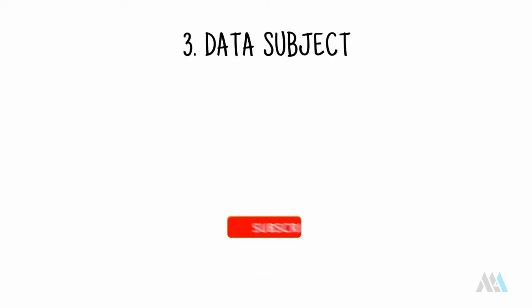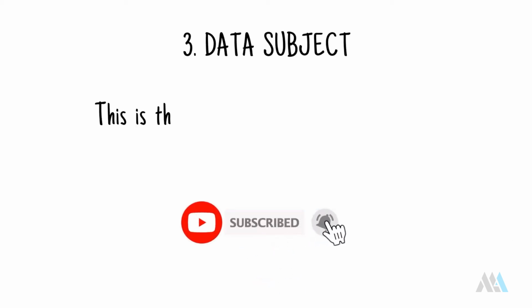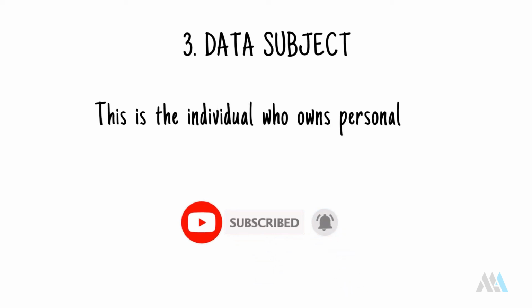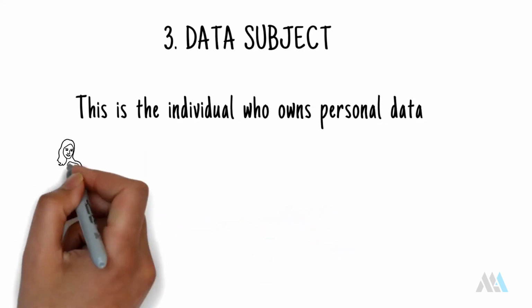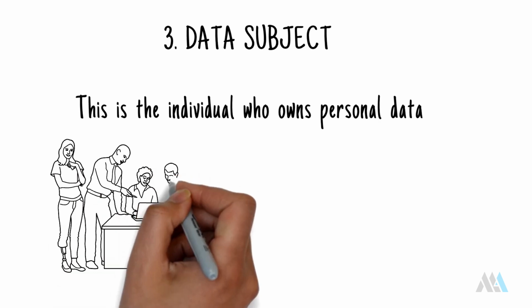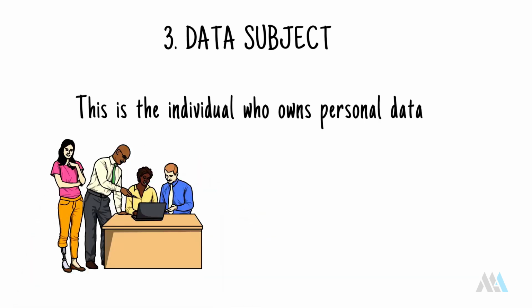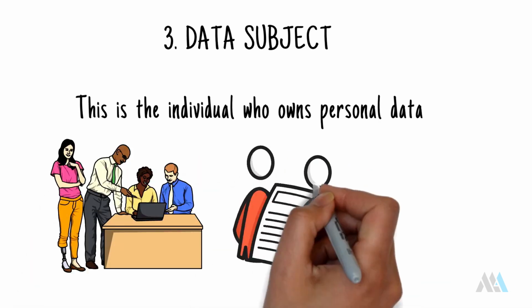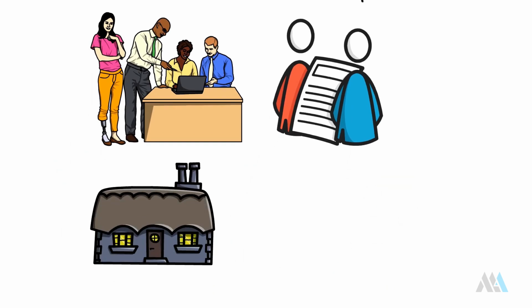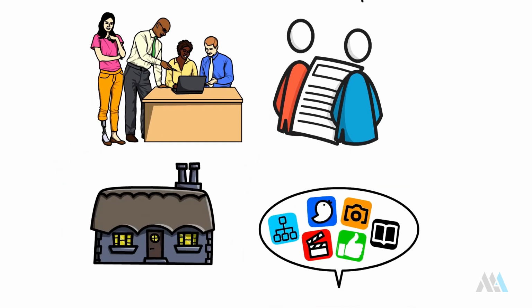The third term is data subject. This is the individual who owns personal data. Examples include prospective, existing, and former customers or employees, job applicants, property owners, and social media users.